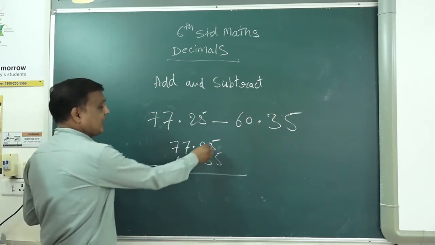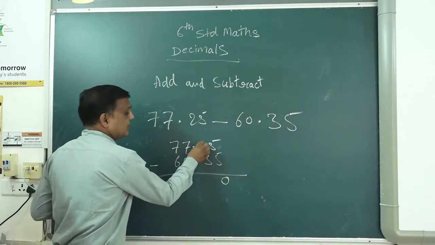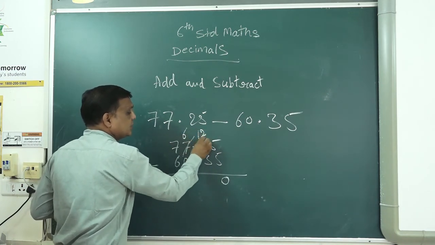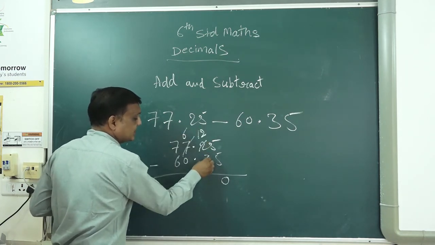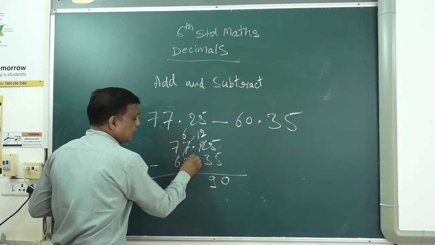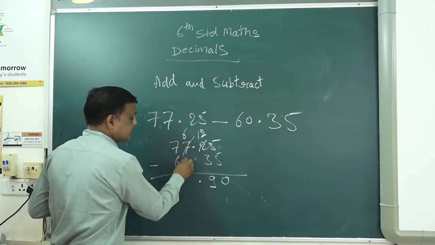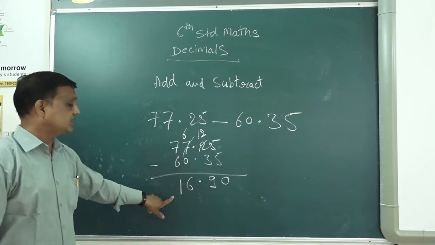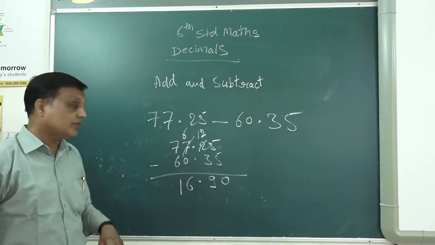Now 5 minus 5, how much? 0. From 2, 3 will not go, so you have to borrow from here. This became a 6 and this 2 became a 12. 12 minus 3, how much? 9. Point below point. Now 6 minus 0, 6. 7 minus 6, 1. So what is the answer? 16.90.